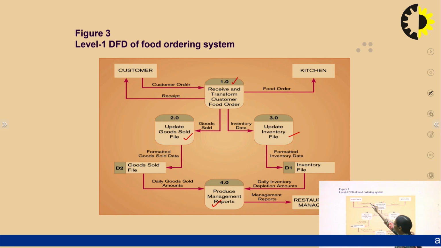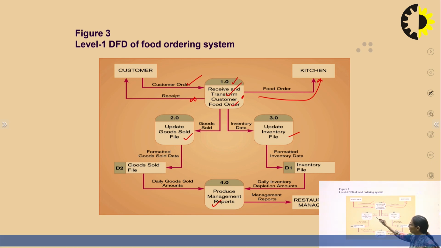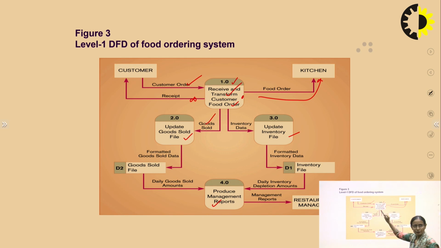Whatever the customer orders is received by this particular process, and in return this process is responsible for sending the reports, or you could say the payment receipt, and it is also responsible for forwarding the customer request to the kitchen. Now this particular component is also responsible for updating how many goods we have sold, as well as the current status of the inventory data. So updating needs to be done at both ends.